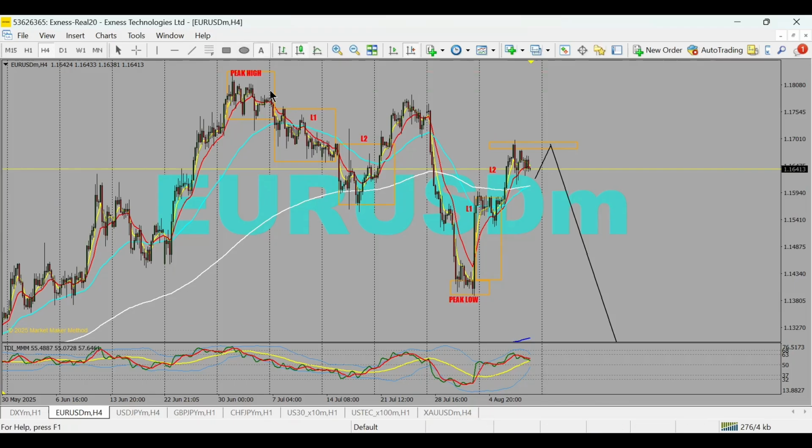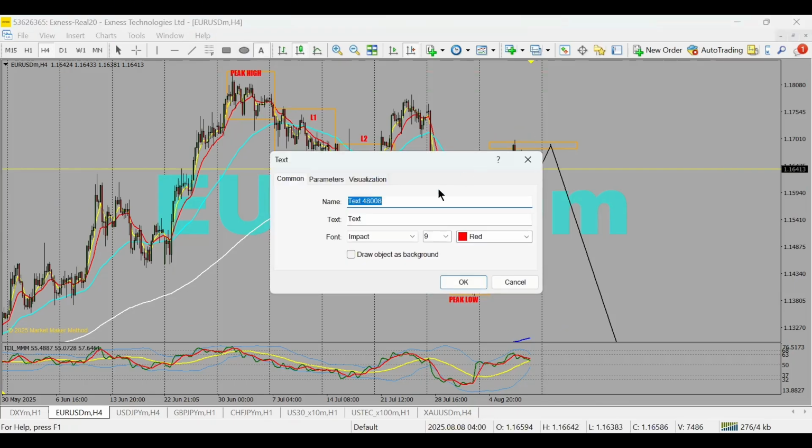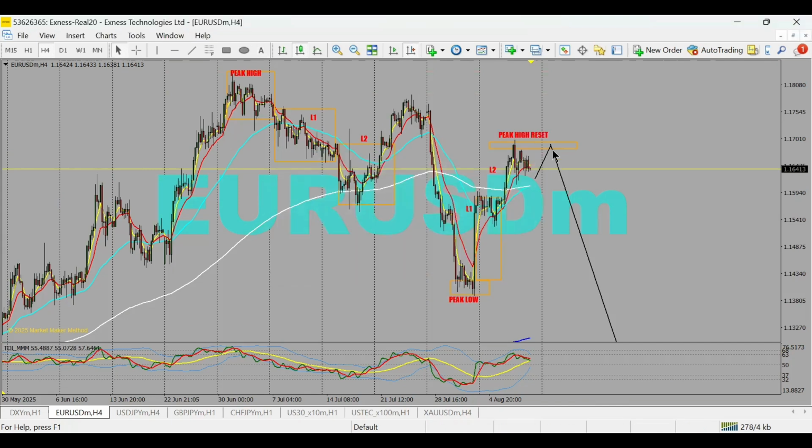and I'm expecting a reset, a peak high reset. A peak high reset to continue our downward move. So this is what I'm expecting into the upcoming week. So let's just have an eye on this. This is my anticipation on the pair.